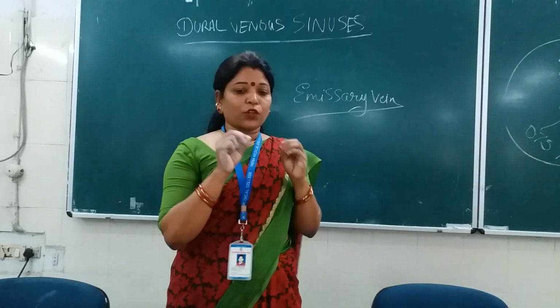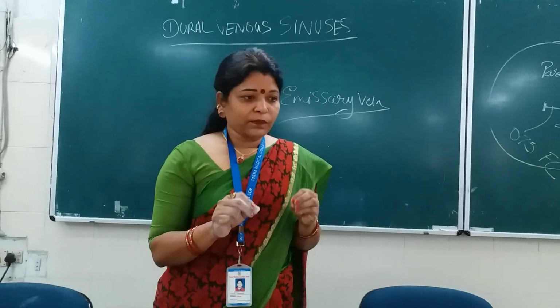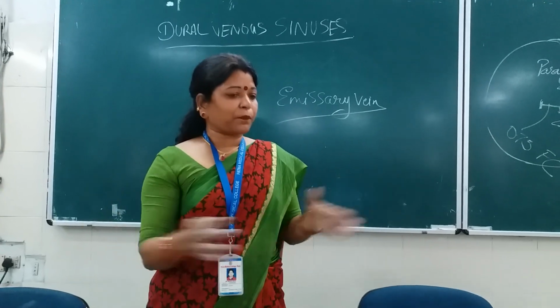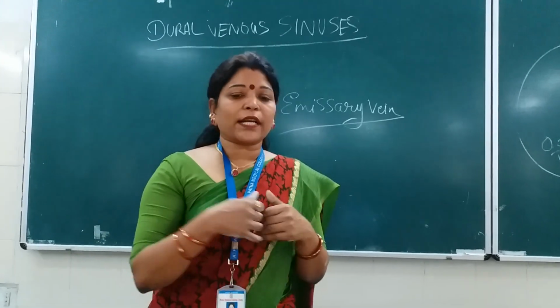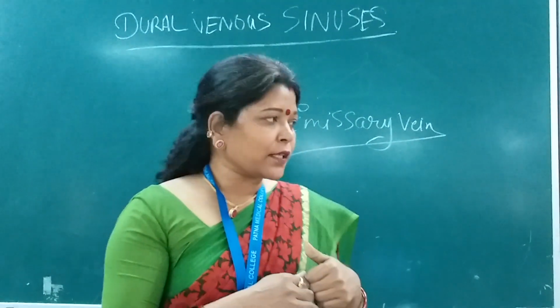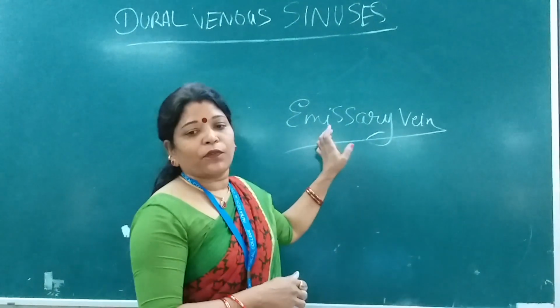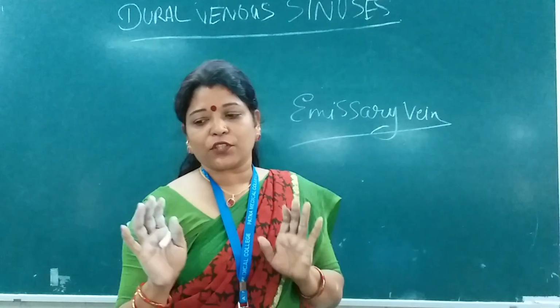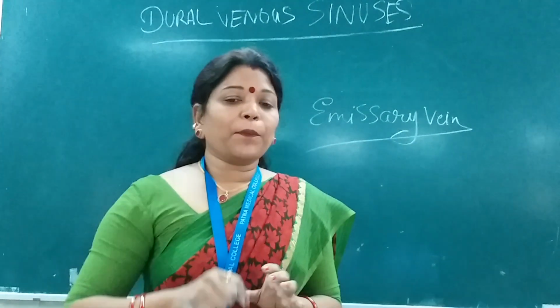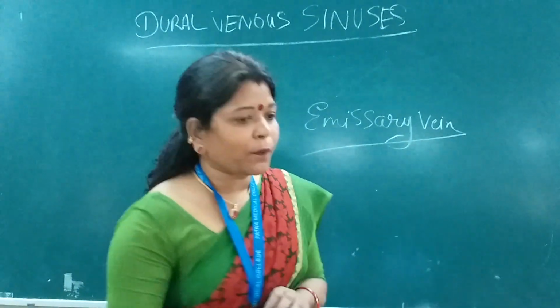That means there should be the presence of foramen, isn't it? So there should be a foramen through which these veins pass and connect the external set with the internal set, that is the dural venous sinuses. So this is the emissary vein which will pass through some foramen present in the cranial cavity. Now another one is the diploic vein. What do you mean by diploic vein?